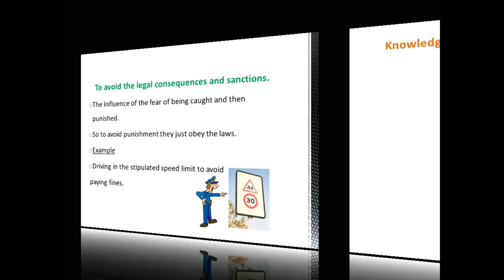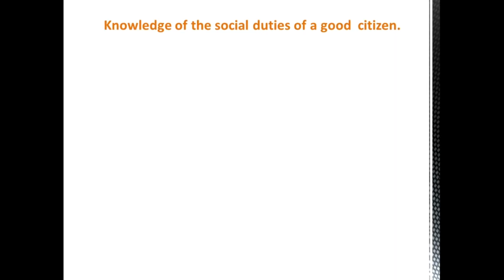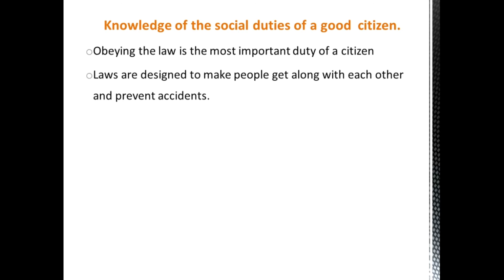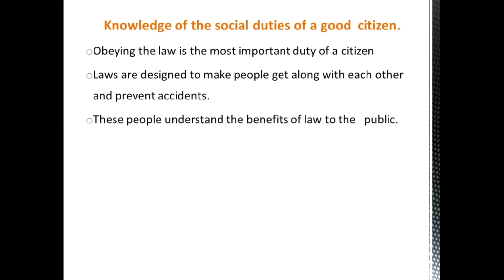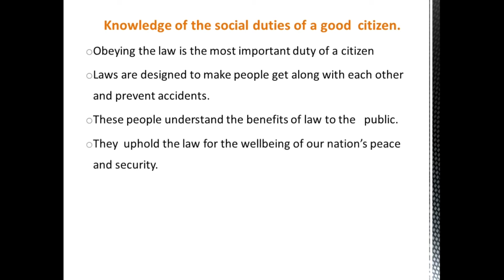Moving on, the knowledge of social duties of a good citizen also influences people to obey the law. Obeying the law is the most important duty of any citizen. The laws are designed to help people get along with one another and prevent accidents. Therefore, if individuals understand that laws were made so that order can be maintained, they are most likely to obey the laws. These people understand that the laws were made for them and everyone has a role to play in upholding those laws for the sake of our nation's peace and security.